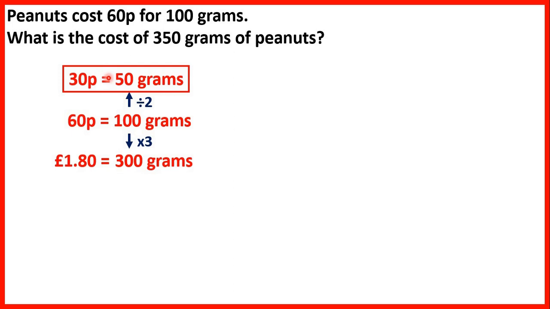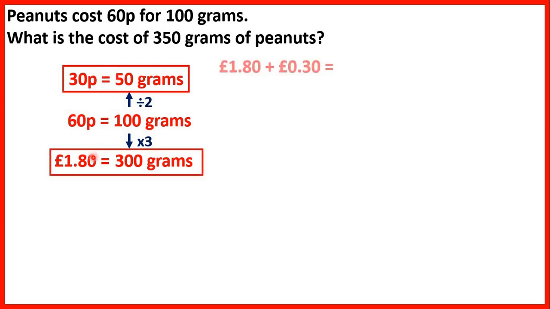So now, because we know the cost of 50 grams and 300 grams, we can put those together, and £1.80 plus 30 pence is £2.10. So that's the cost of 350 grams of peanuts.